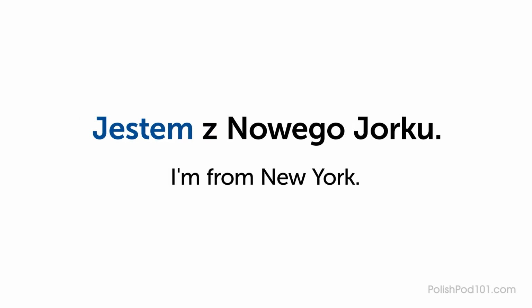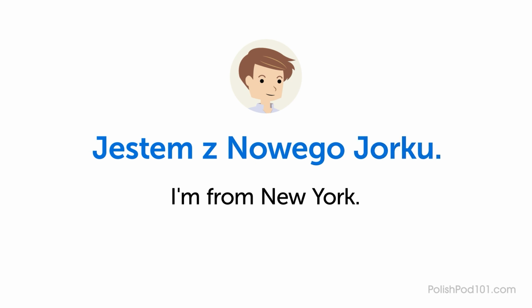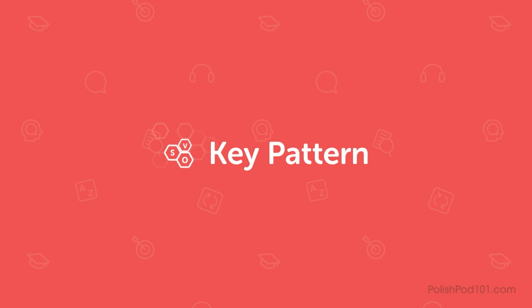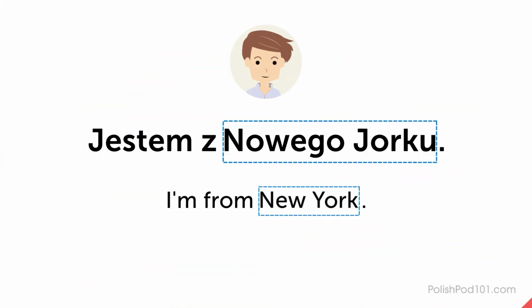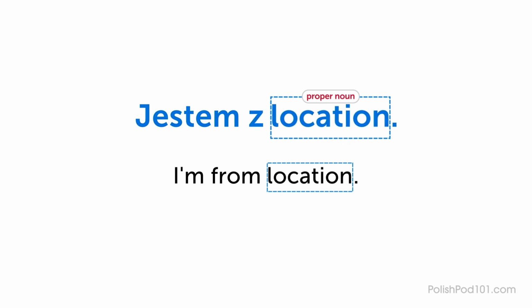Altogether, Jestem z Nowego Jorku. I'm from New York. The pattern is Jestem z location. I'm from location. To use this pattern, simply replace the location placeholder with the name of your hometown.